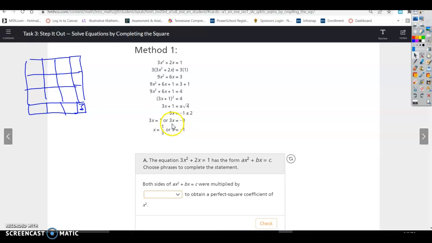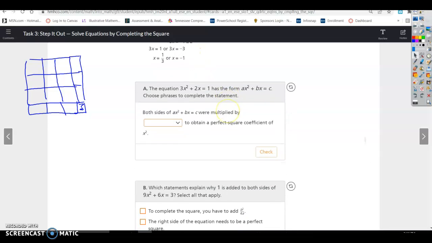So in this next step here, the 3x equals 1 comes from negative 1 plus 2, and the 3x equals negative 3 comes from negative 1 minus 2 here. Then divide both sides by 3, and you get your two solutions, x equals 1/3 or x equals negative 1. So this is method 1 for completing the square.